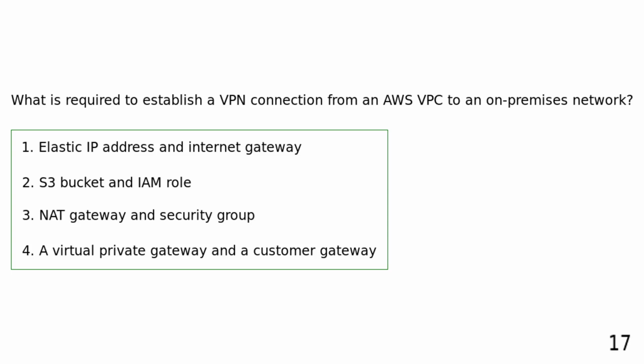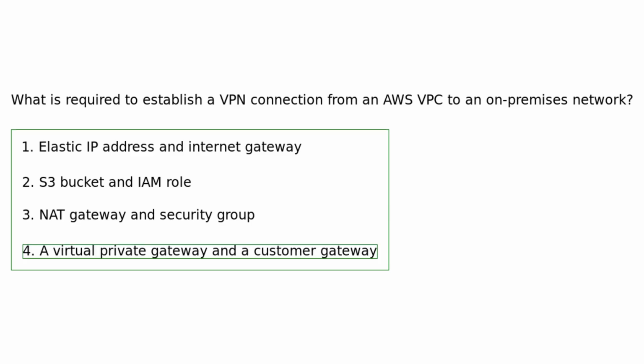What is required to establish a VPN connection from an AWS VPC to an on-premises network? Elastic IP address and Internet Gateway. S3 bucket and IAM role. NAT gateway and security group. A virtual private gateway and a customer gateway. To establish a VPN connection from an AWS VPC to an on-premises network, a virtual private gateway in the VPC and a customer gateway representing the on-premises network are required to create a secure communication link.